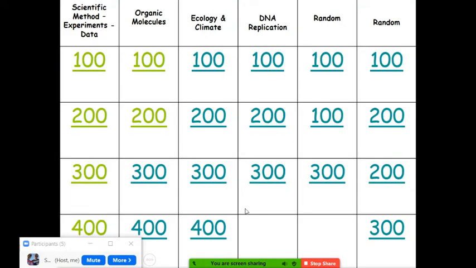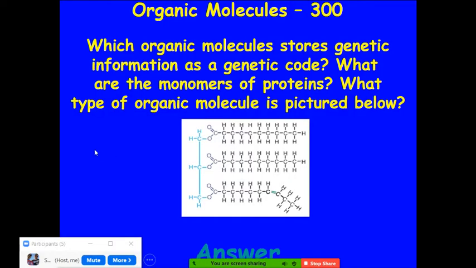All right, here we go. Which organic molecule stores genetic information as a genetic code? What are the monomers of proteins? And what type of organic molecule is this? Remember, there's only 4 types of organic molecules: carbohydrates, lipids, proteins, and nucleic acids. Give you guys a couple minutes to look over this.